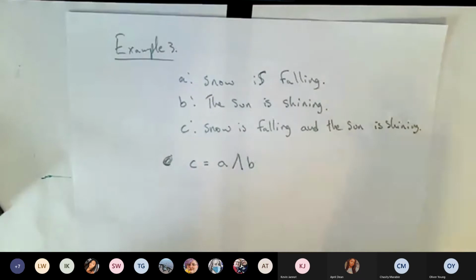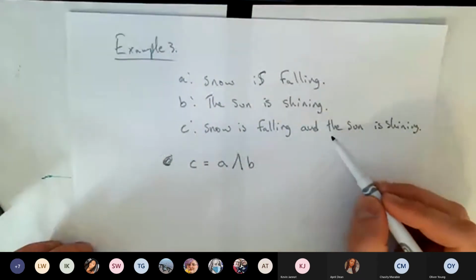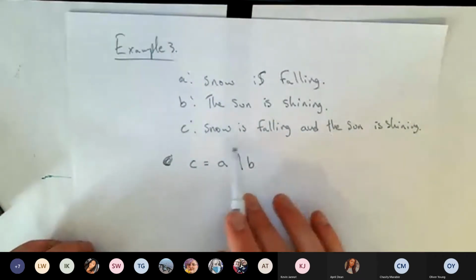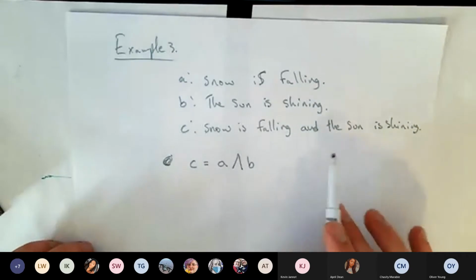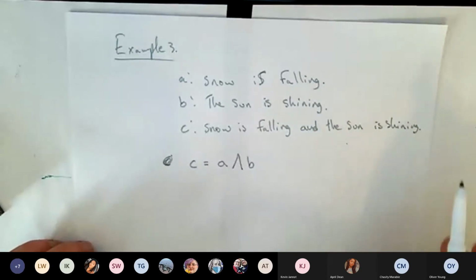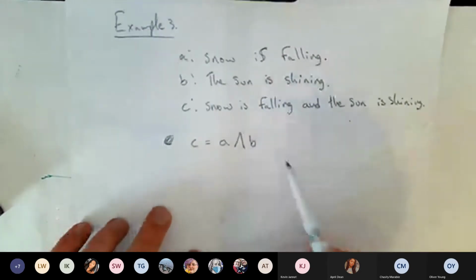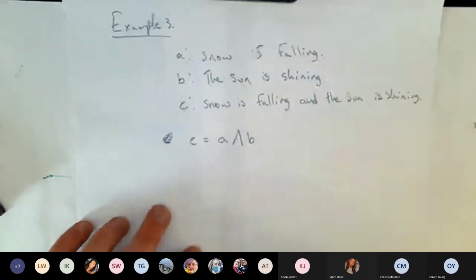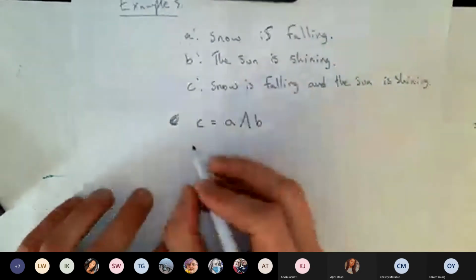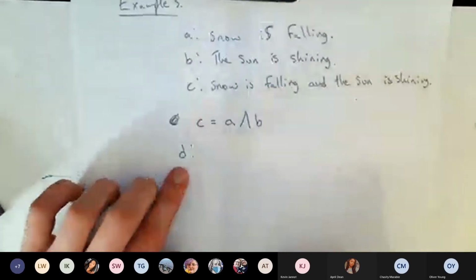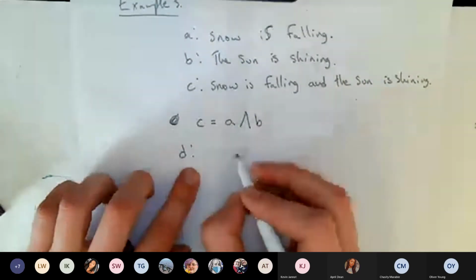Cool. I could also sneak little words like not in here. I could say snow is falling and the sun is not shining. What would that mean? That would mean that I would put a little negation symbol on B. Maybe that's a good one to write down. So if I added something to this example, let's say a new statement D.